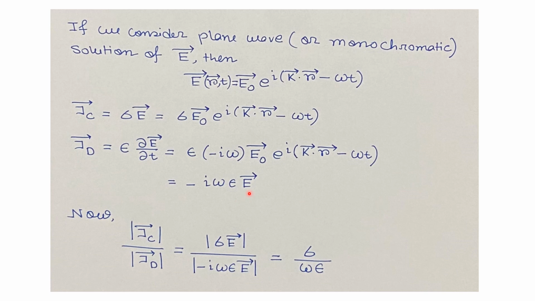Now we'll take the ratio of the magnitude of the conduction current density vector, that is JC vector, and the displacement current density vector, that is JD vector. So it can be written as mod of JC vector divided by mod of JD vector equals mod of sigma E vector divided by mod of minus i omega epsilon E vector. So we'll get effectively sigma by omega epsilon.